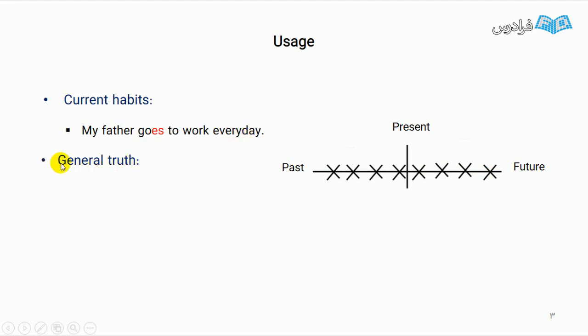Another usage is general truth. Water freezes at 0 degrees. It is a scientific fact, and it is always true. Then we have to use simple present tense to talk about it.